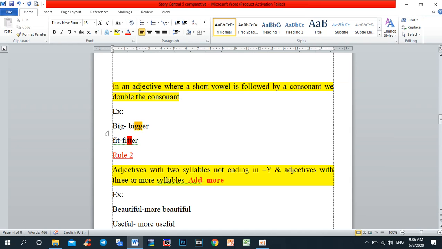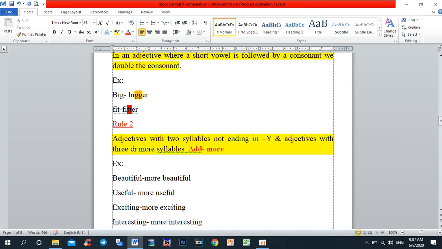B-I-G. B is a consonant, I is a vowel, and G is a consonant. So it becomes bigger. We double the consonant G because G stands after a vowel. So you need to add one more G. It becomes bigger. Fit, fitter.